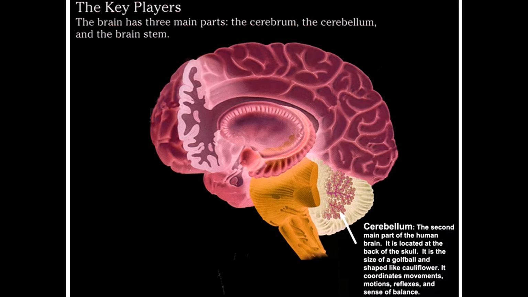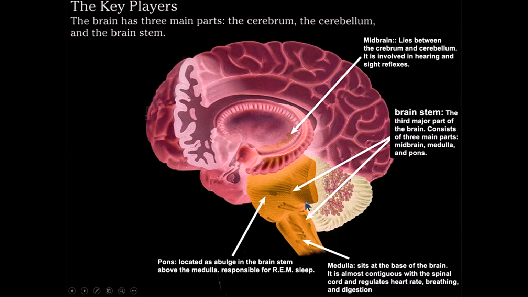The cerebellum is located, as I said, kind of behind in the occipital region of the brain. It is the size of a golf ball, with the consistency and the looks of a cauliflower, and is actually very important in coordination of movement. So fundamental from that point of view.